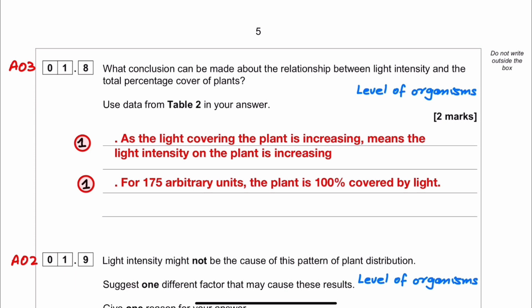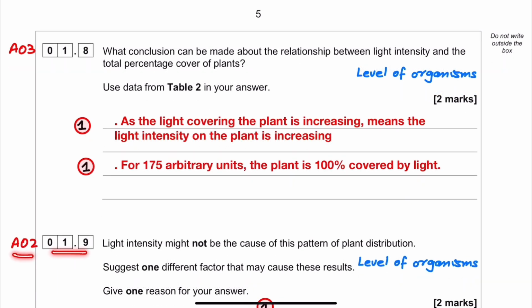As the light covering the plant is increasing, it means the light intensity on the plant is increasing. And from table number 2, we can see that for 175 arbitrary units, the plant is 100% covered by the light and the rate of photosynthesis will be higher.